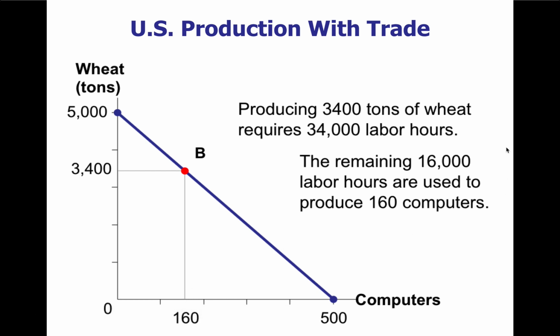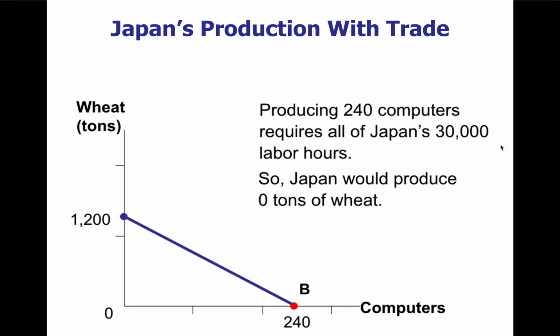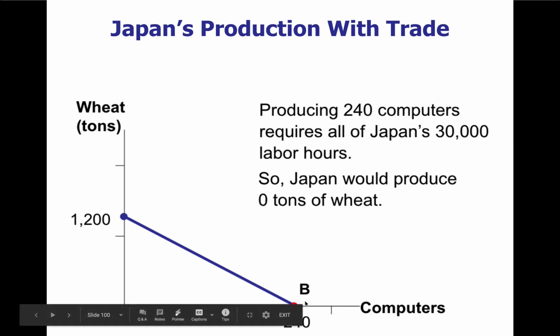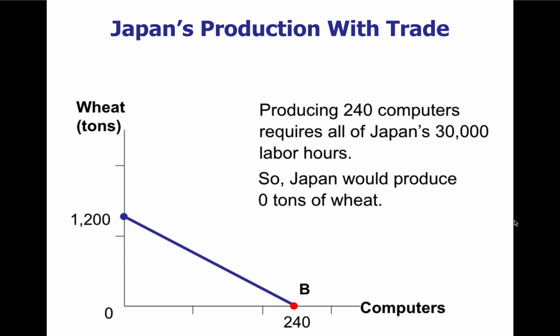The active learning also had a similar question about your Japan graph. So Japan was asked to make 240 computers, and hopefully you realize that this would require all of Japan's 30,000 labor hours in order to make 240 computers. So if they're doing that, they can't make any wheat at all, which means you should put this point, which is 240 computers and 0 wheat, onto your graph in a new color, and you do need to label it point B.